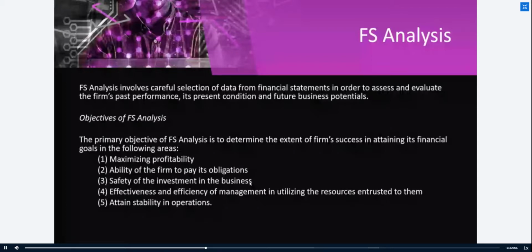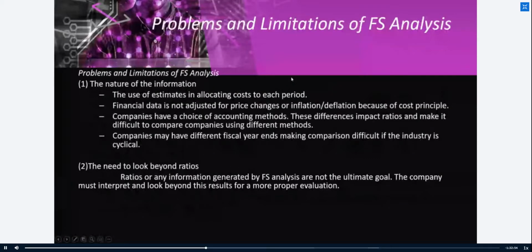Okay, so what are the problems and limitations of financial statement analysis? Number one, the nature of the information. So the use of estimates in allocating costs to each period. Financial data is not adjusted for price changes or inflation or deflation because of the cost principle. Companies have a choice of accounting methods. So these differences impact ratios and make it difficult to compare companies using different methods. Companies may have different fiscal year ends, making comparison difficult if the industry is cyclical.